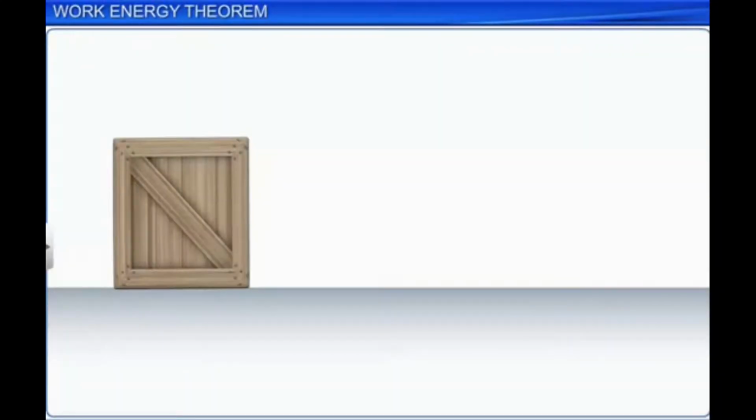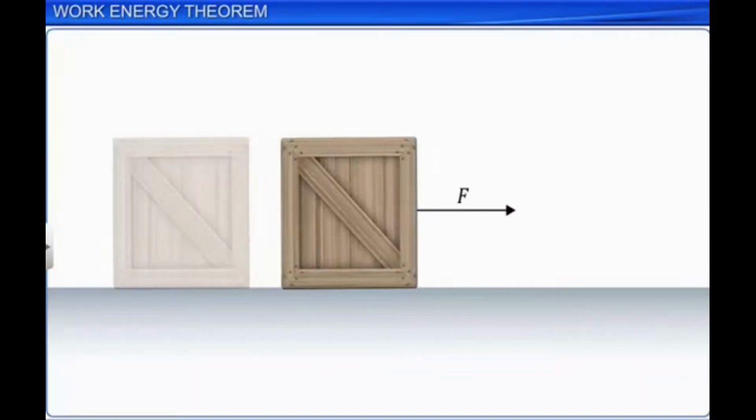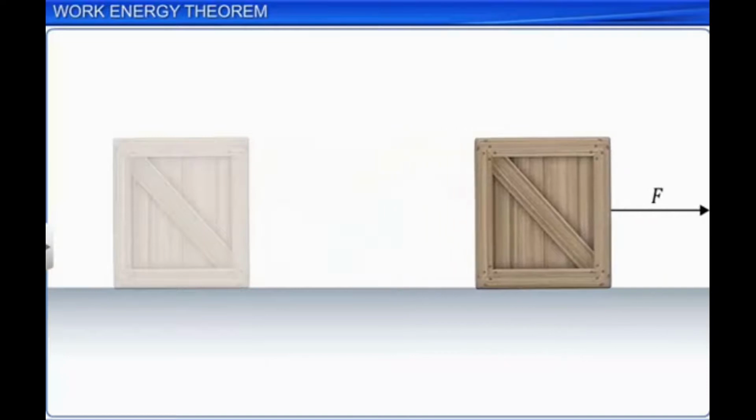Let's look at a simple case. Here, a 5 Newton force is applied to a box. The force is pointed in the positive x direction, so its orientation is 0 degrees. The object displaces 2 meters in the positive x direction. The orientation of the displacement vector is also 0 degrees.